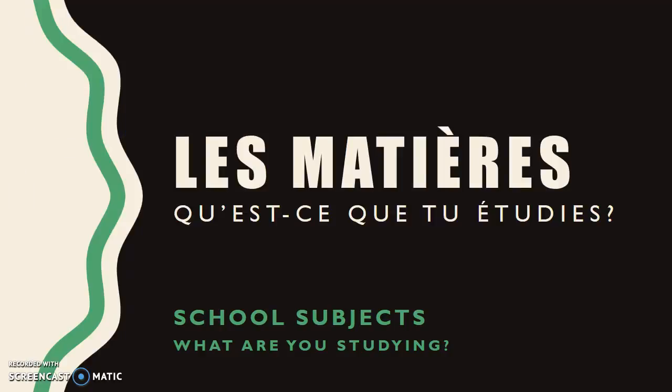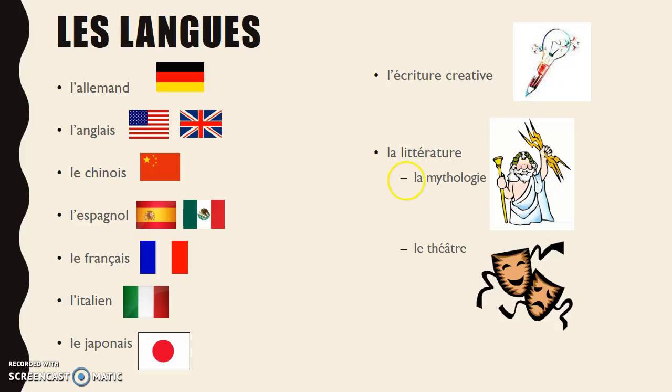Les matières. Qu'est-ce que tu étudies? What are you studying? Les langues. Nous avons d'abord l'allemand, l'anglais, le chinois, l'espagnol, le français, l'italien, le japonais.